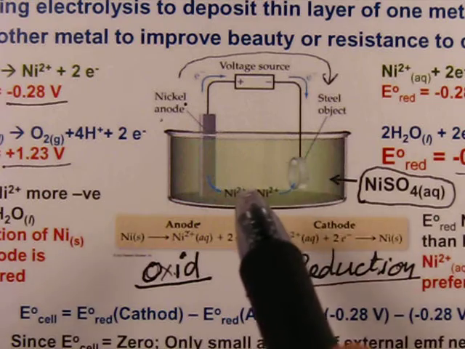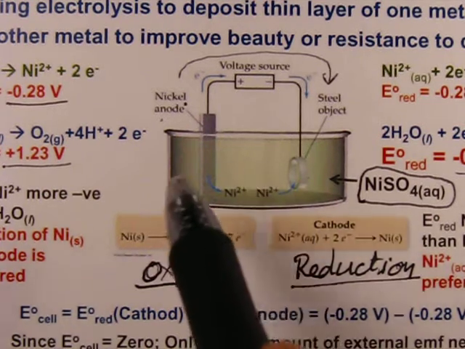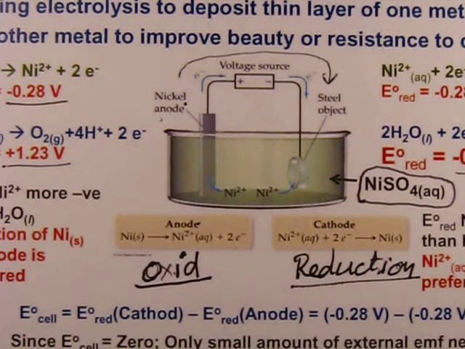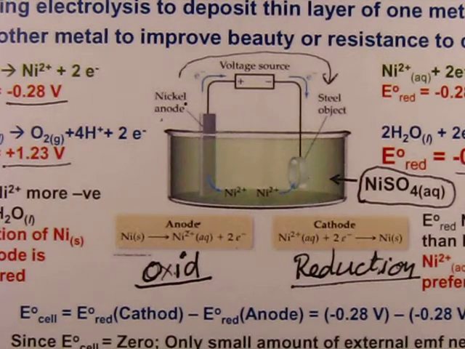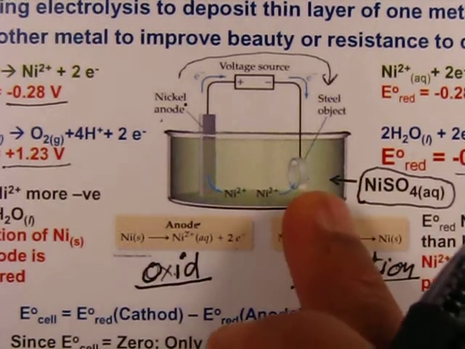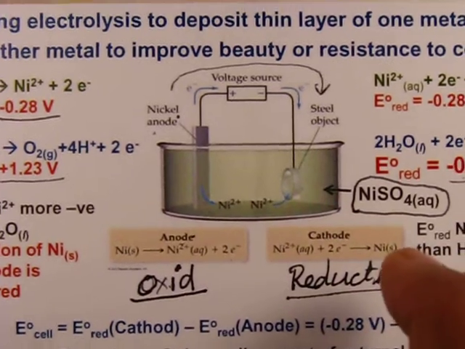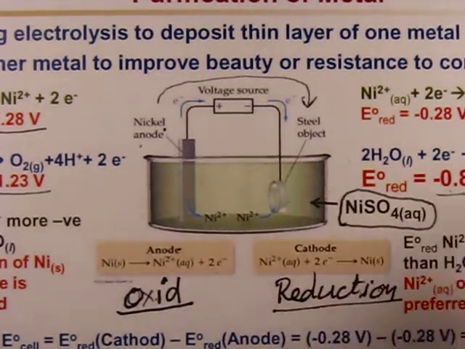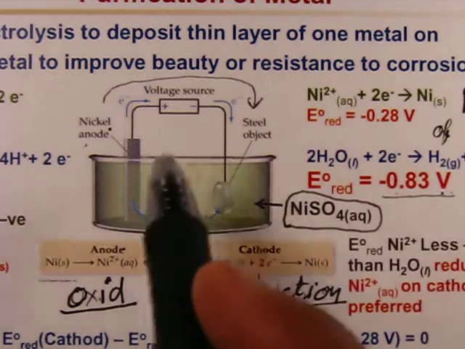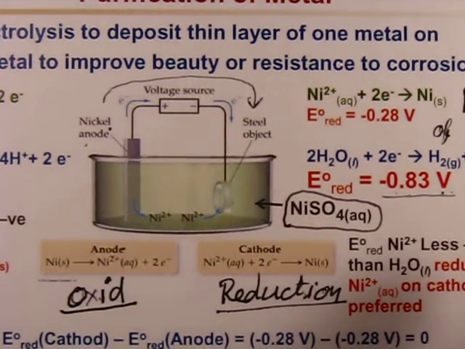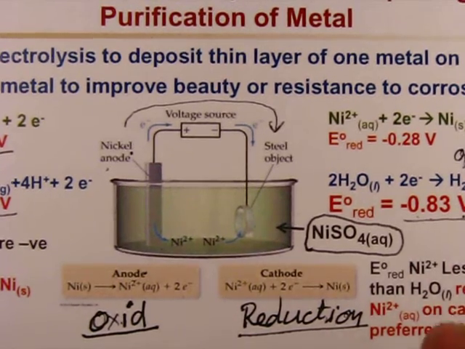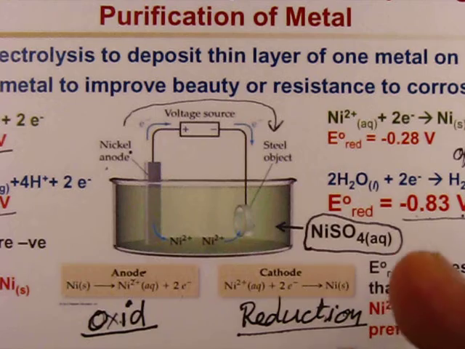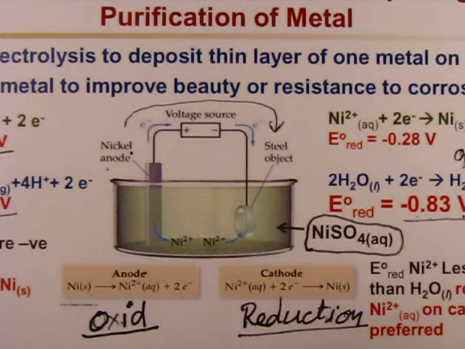The same type of reaction happens when we try to electroplate gold or silver onto another metal or ornament, to improve the beauty or to protect against corrosion. So the electroplating reaction can be used to make a thin layer of any metal onto another metal.